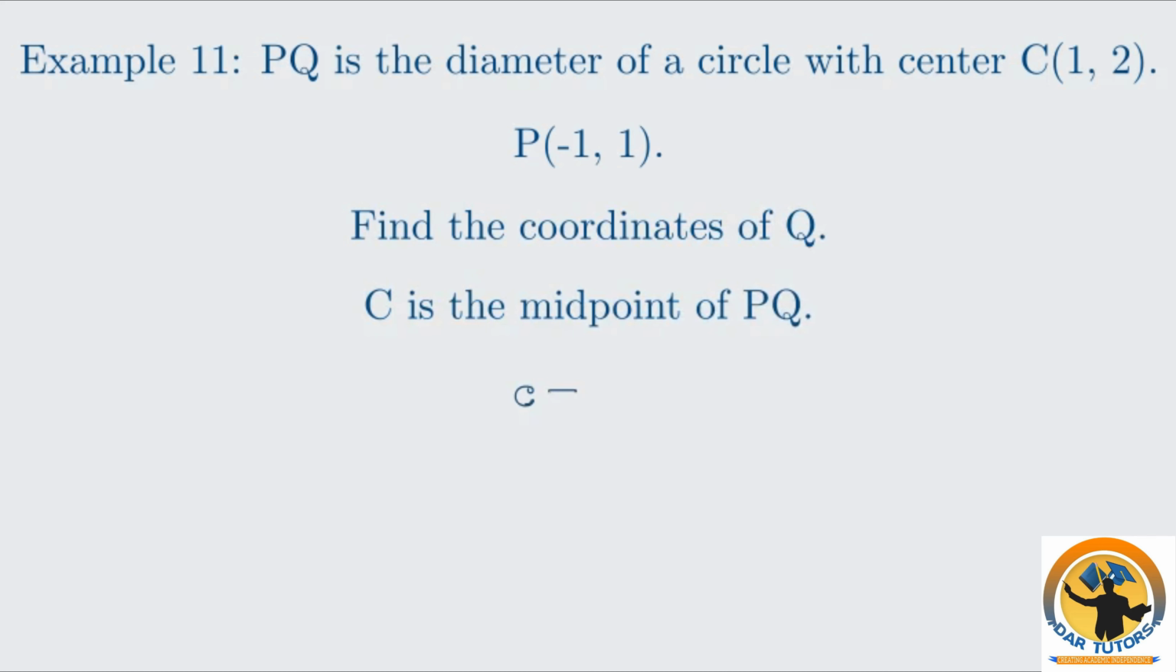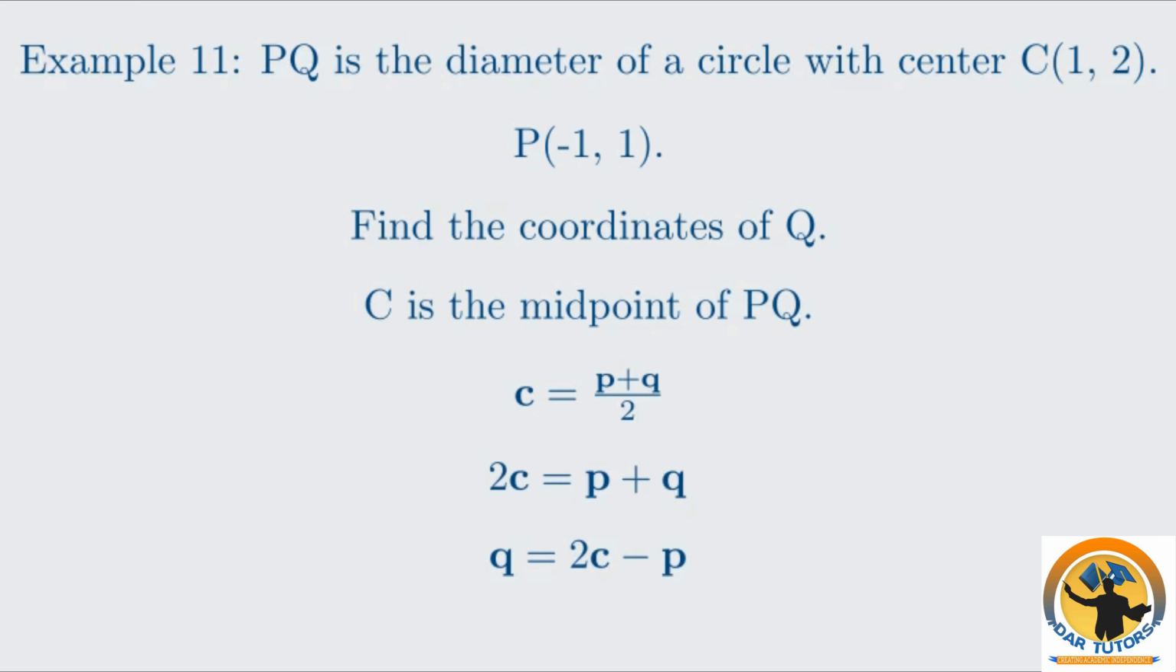The position vector of the center, C, is the average of the position vectors of the endpoints, P and Q. We know C and P, and we want to find Q. Let's rearrange the formula to solve for Q. Multiplying both sides by 2 gives 2C equals P plus Q. Subtracting P from both sides gives Q equals 2C minus P.